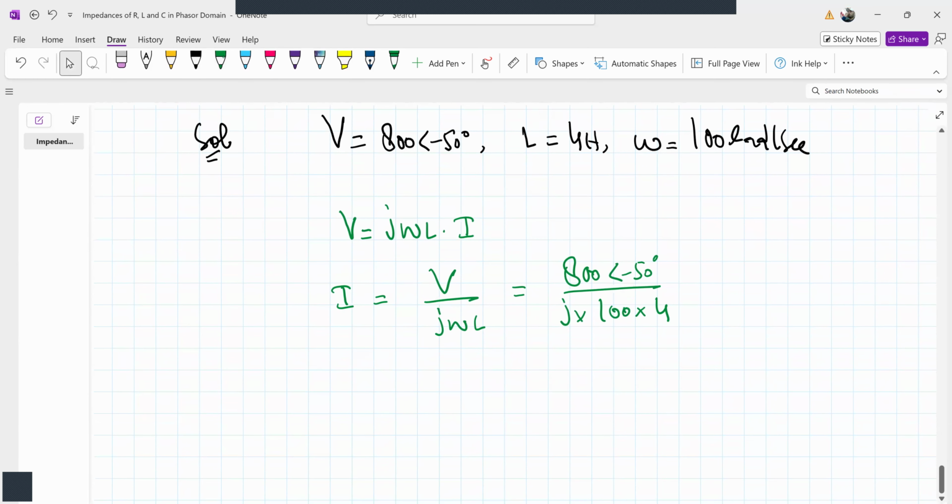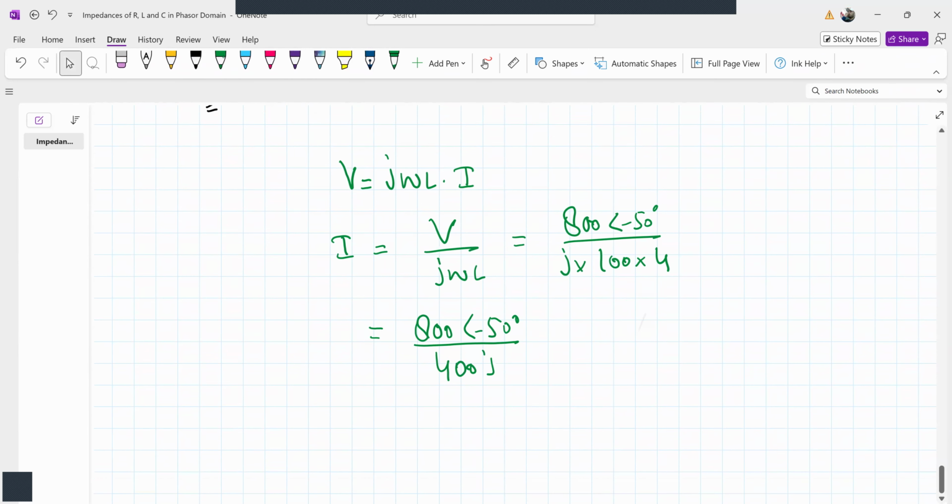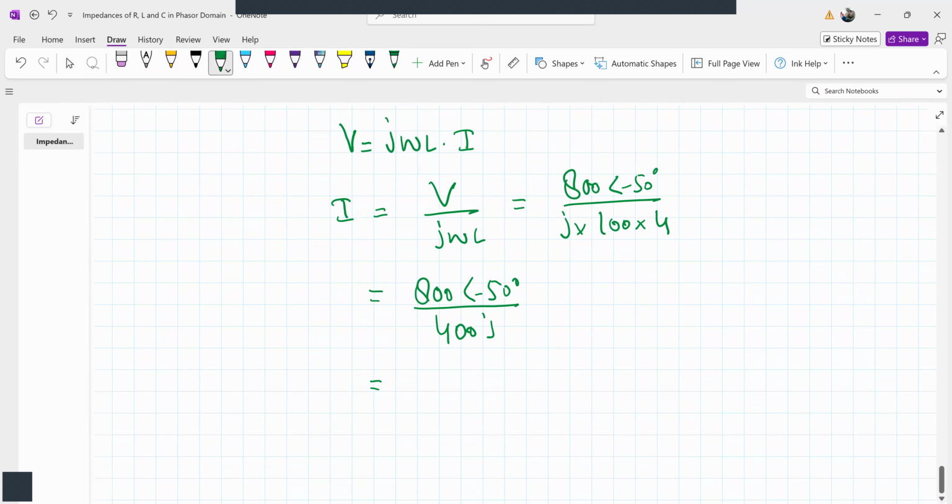So this is 800 at an angle of minus 50 degrees divided by 400j. Now j can be written as 1 at an angle of 90 degrees. In polar form, we can write it as 400 at an angle of 90 degrees, because j is simply 1 at an angle of 90 degrees.